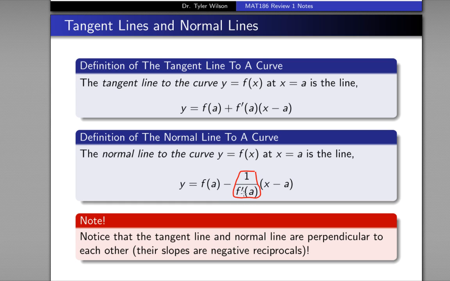The reason that you have that is because, as I'm sure you're familiar from high school, the normal line is perpendicular to the tangent line, and so if the tangent line has a derivative or a slope f prime at a, the normal is the negative reciprocal, so that's why you get this difference here. So this is the formula for an equation of a tangent line and an equation of a normal line to a curve.